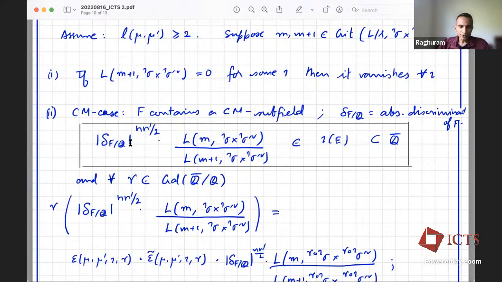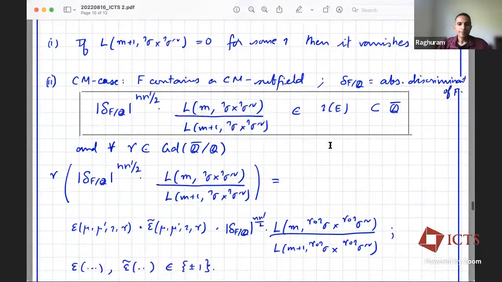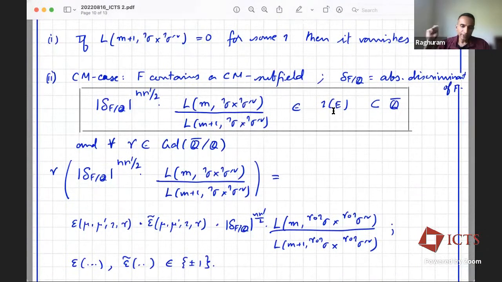Times the discriminant. Delta sub F over Q is the absolute discriminant of F over Q. I take the absolute value and raise it to n prime by 2. Sigma lives on GL_n, sigma prime on GL_n prime. Okay, that's n and n prime. So the discriminant to the power n prime by 2 times the ratio of L values is algebraic. Well, not only algebraic, it lives in this field of coefficients iota E. Furthermore, since it's in iota E, I can hit it by any element in Galois Q bar over Q.